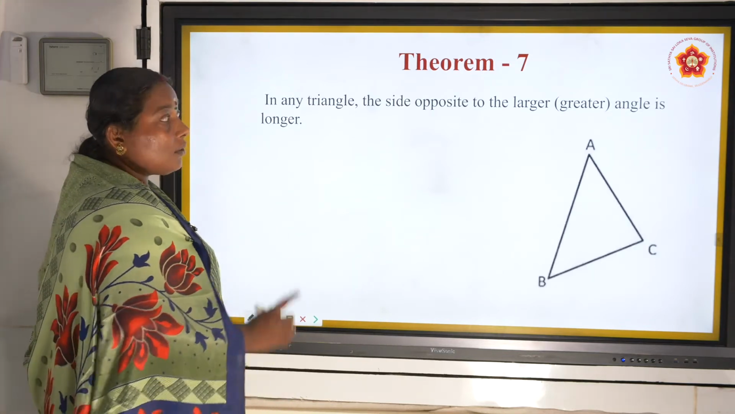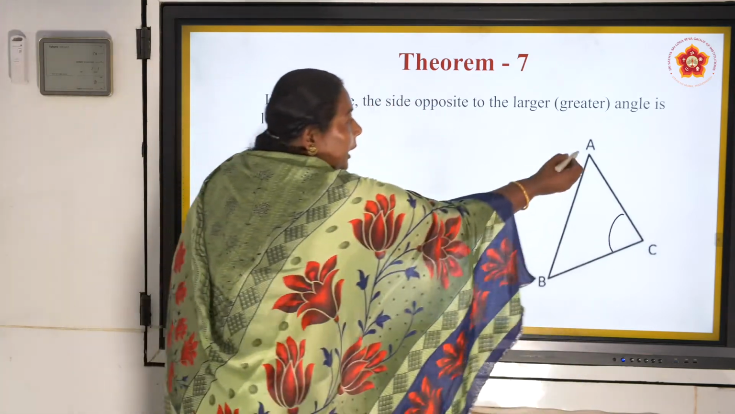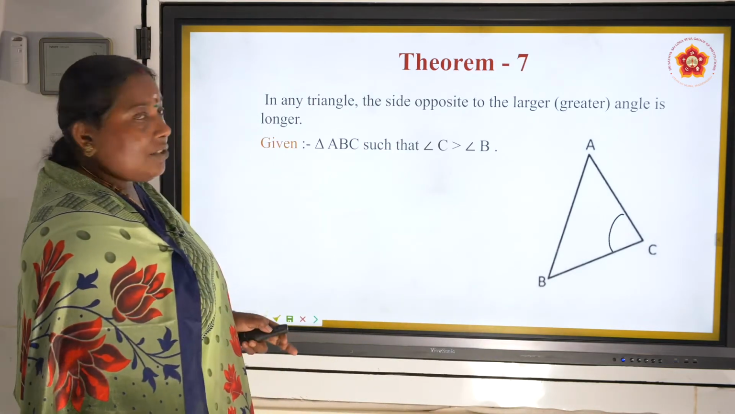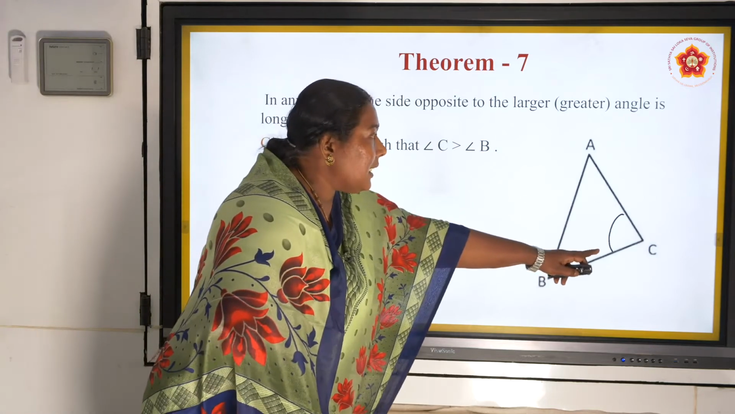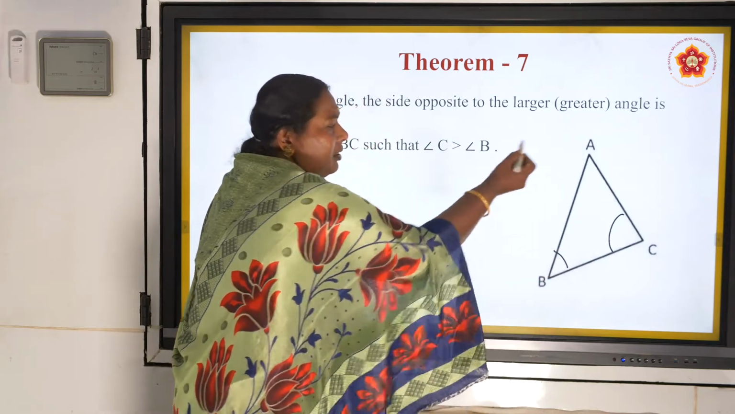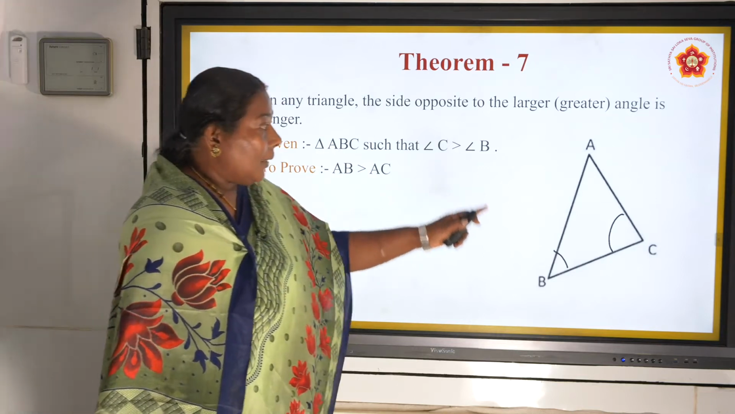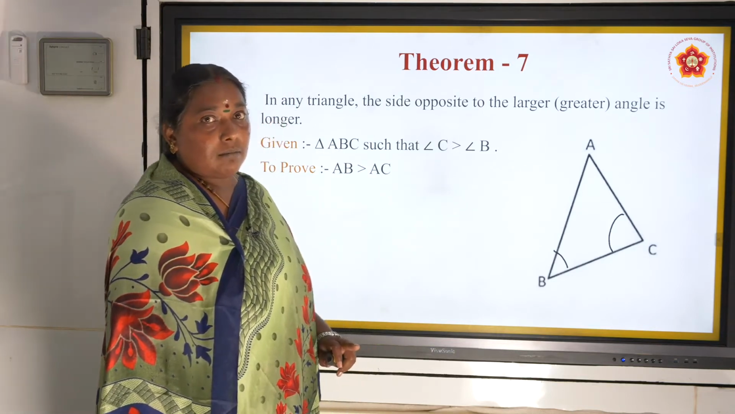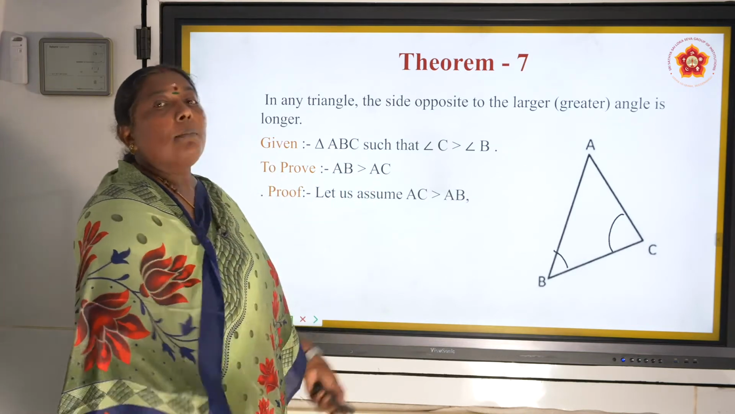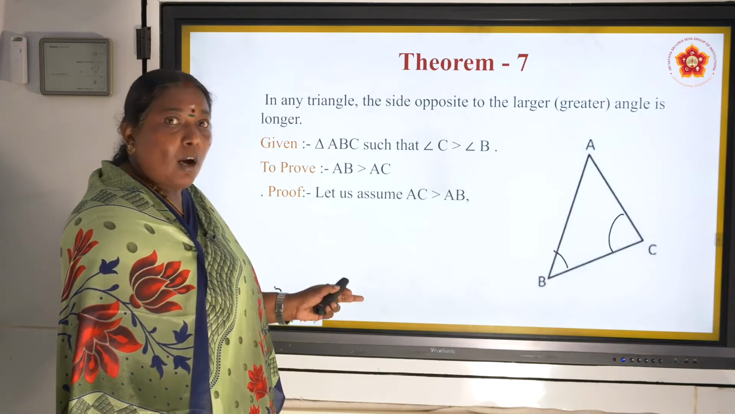So let us see what they are telling. If C is the larger angle, then AB should be the longer side. So given ABC is a triangle and they have given angle C is greater than angle B. C is the largest angle, so I can compare with both B or A. It's not a big thing. Next, what do I have to prove? AB is greater than AC. To prove that AB is greater than AC, I assume that AB is smaller than AC. Let me assume that AB is smaller than AC.